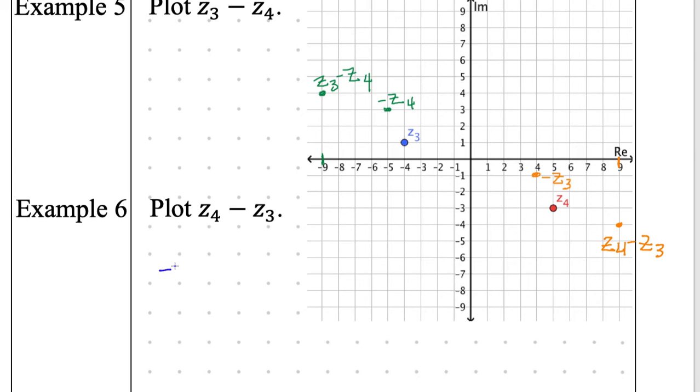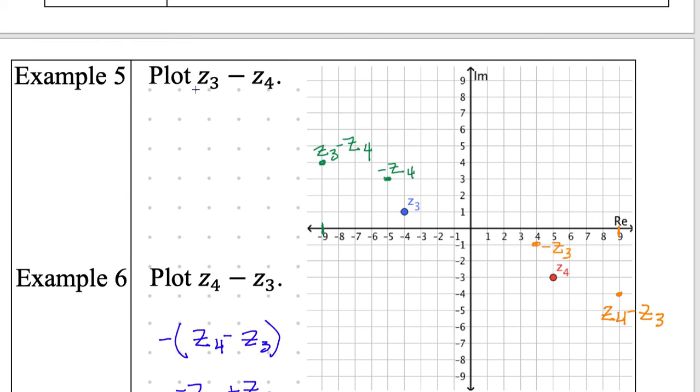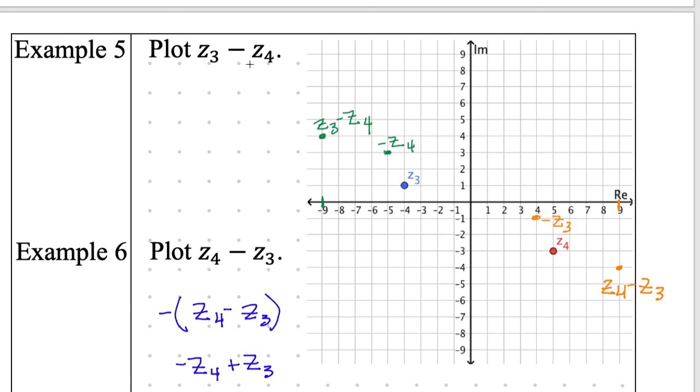So what would happen if I had a negative times z4 minus z3? That turns into a negative z4 plus z3. And if I switch those, which you're allowed to do because it's the commutative property of addition, I have z3 minus z4, which is, hey, z3 minus z4. That's what it is, except it's multiplied by negative 1. Kind of cool. So you can always check your work that z3 minus z4 and z4 minus z3 are the same, just with the 180 degree rotation around the origin.